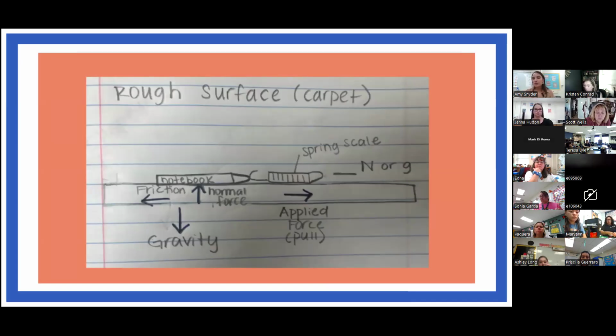And so multiple opportunities for students to have experience with those forces and the effects of friction and gravity, and then also adding additional mass and using the spring scales to measure force.